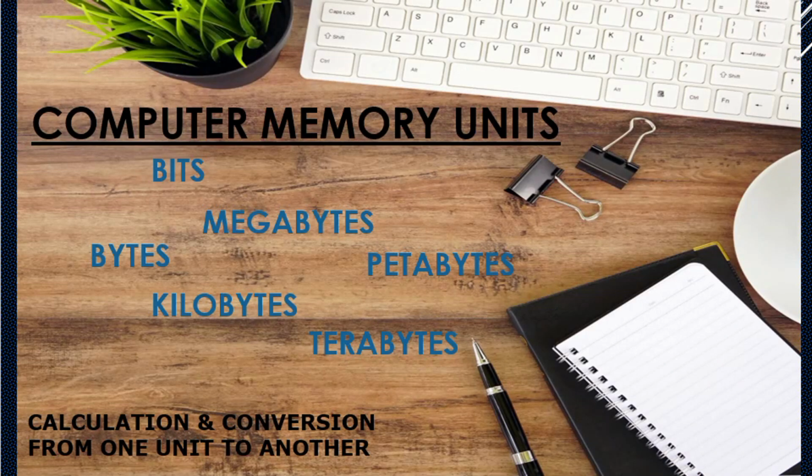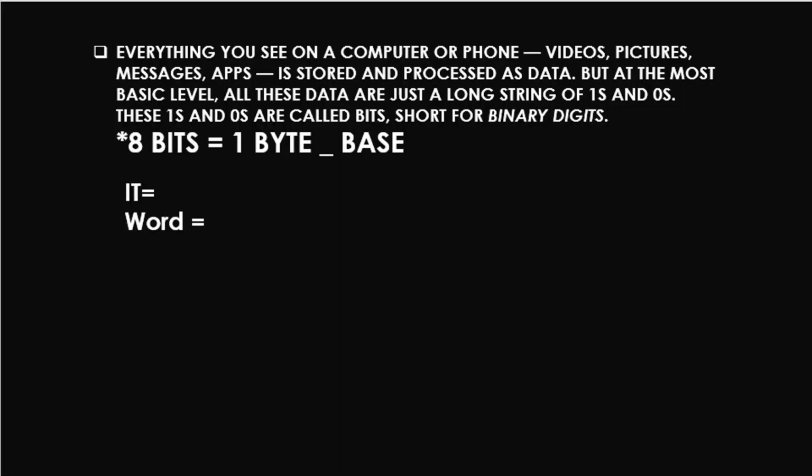Hello guys, so in this video we are going to look at computer memory units. Here we are going to talk about bits, bytes, kilobytes, megabytes, gigabytes, terabytes, and then petabytes. We are also going to learn how to calculate and convert these units from one form to another. So let's see how we go about this.